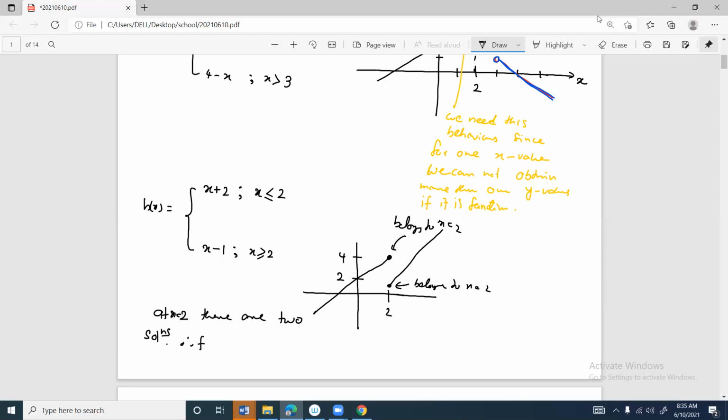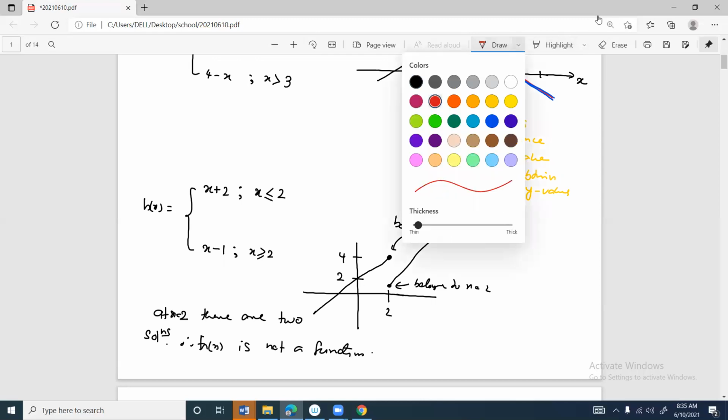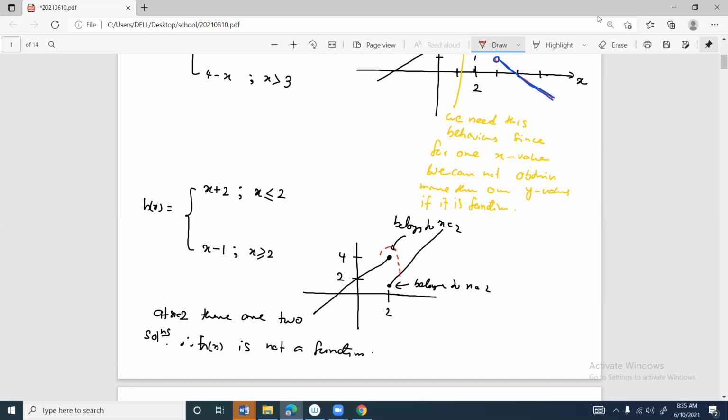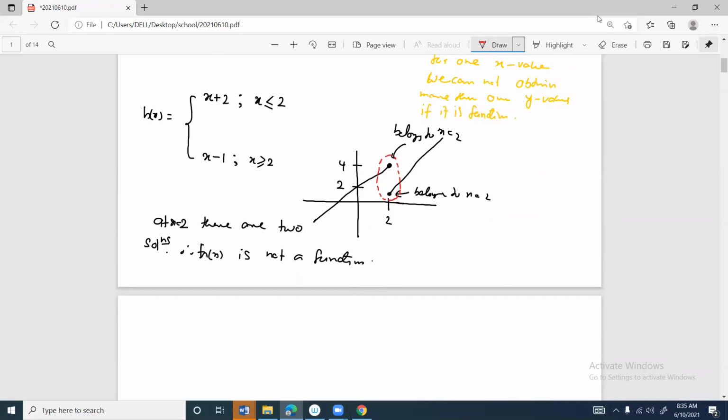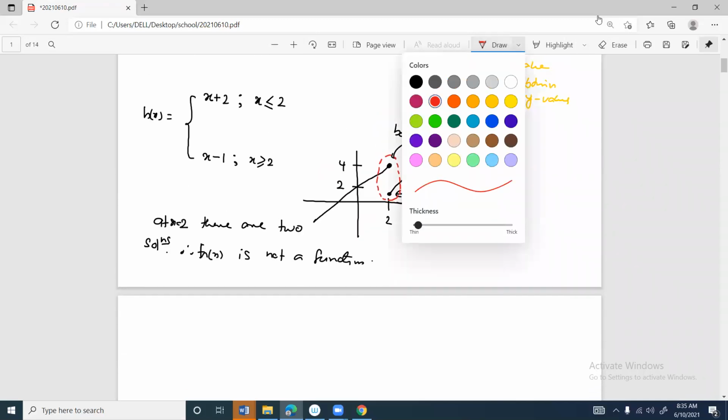Therefore, h(x) is not a function. That is a condition we should know: for one x value, you cannot obtain more than one answer. So I just highlight this point because at 2 you have 2 solutions. Therefore, it cannot happen. Right? I'll go ahead with another example as well and show you this condition.